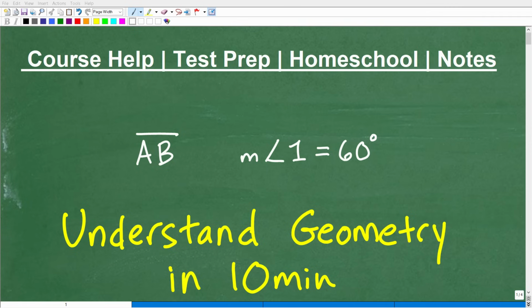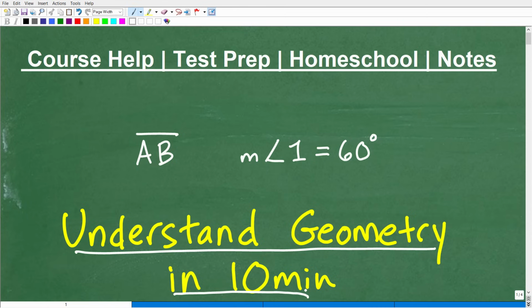Okay, let's see if we can understand geometry in 10 minutes. Now, can you really take a 10-minute class and understand all of geometry? No, that's impossible. The geometry level I'm talking about here is pretty much like a high school level geometry course. But what I want to do in about 10 minutes is walk you through the chapters of my course, which is pretty typical for any high school level geometry course.